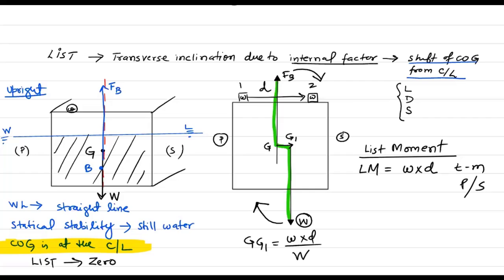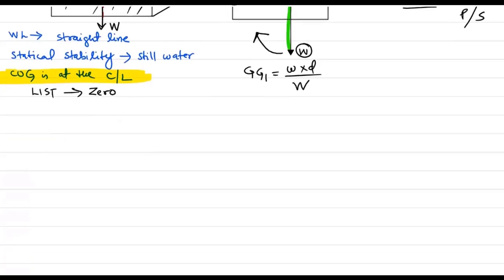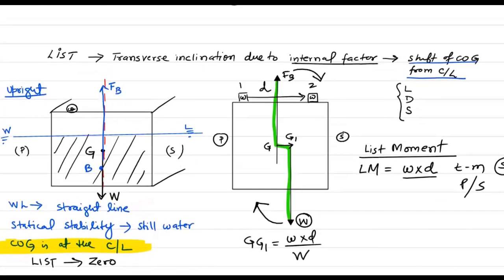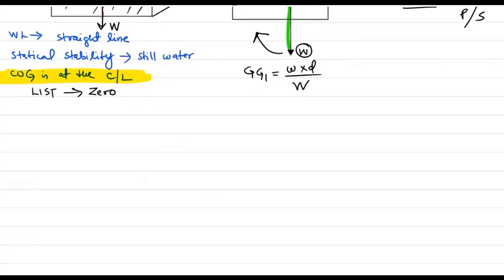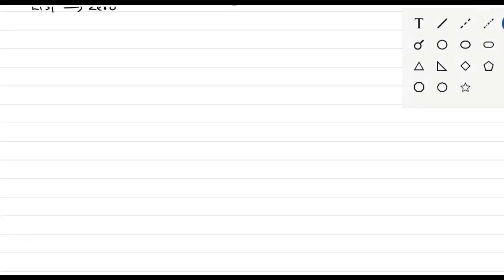So in this case, it is starboard. A list moment is created. Now let's see what happened. Definitely the ship starts listing because the center of gravity has changed. The ship starts listing. So the listing part we will describe like this.